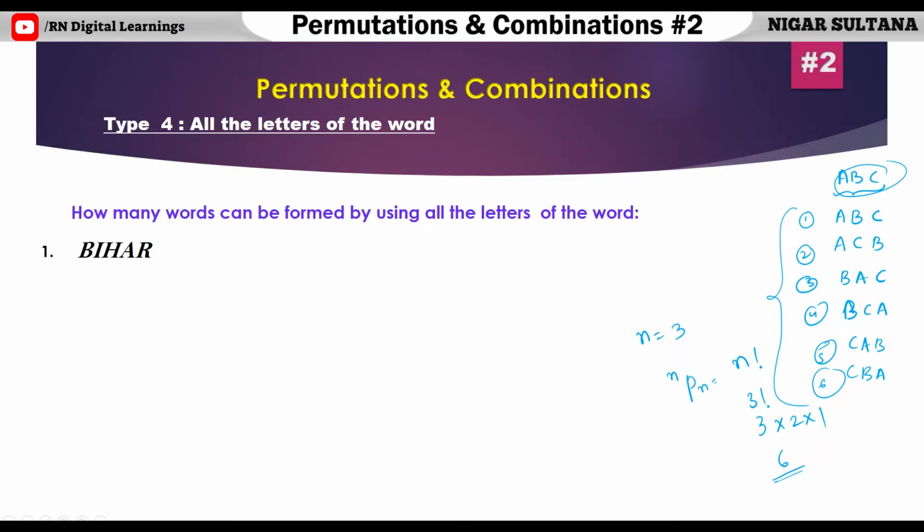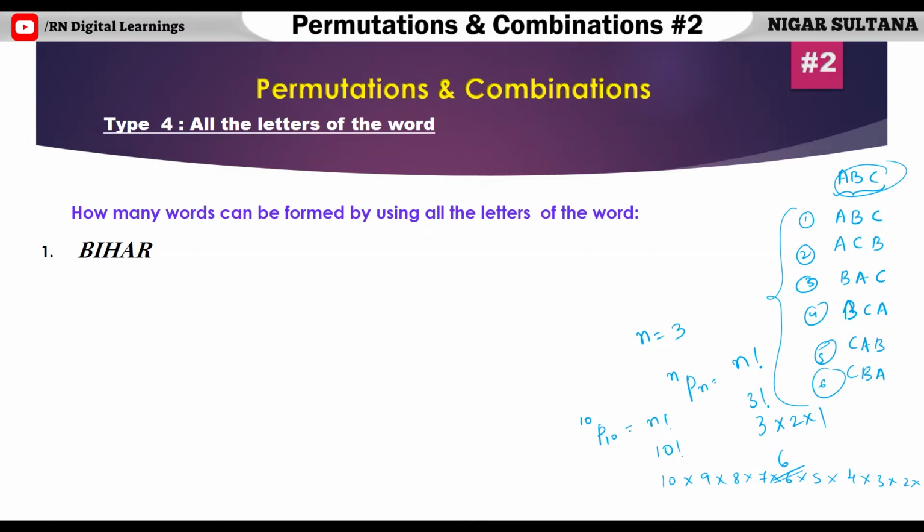Yes. Now if we have more elements, like 10P10, we will take n factorial, that is 10 factorial. We will calculate like this: 10 into 9 into 8 into 7 into 6 into 5 into 4 into 3 into 2 into 1. In this way we will calculate if we have more objects. So this is the basic concept of permutations. The way of arranging the objects is nothing but permutation: what are the possible ways of arranging the elements or objects?